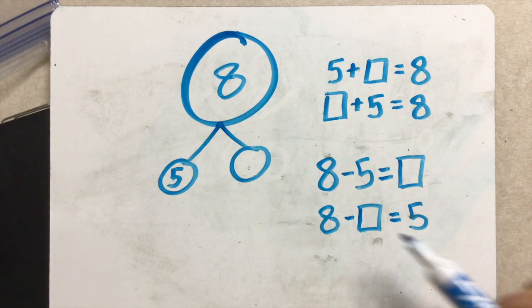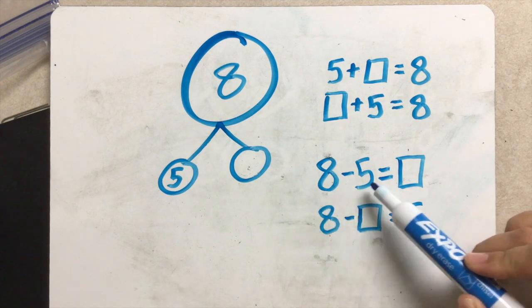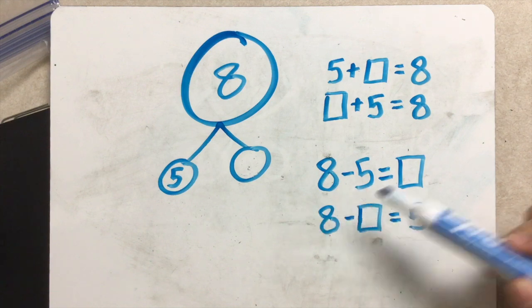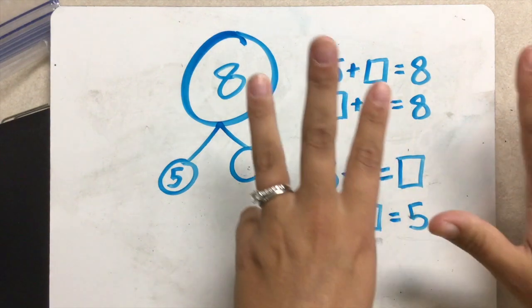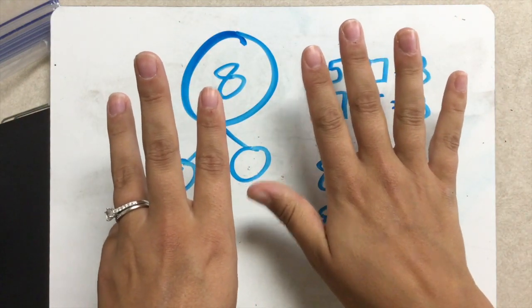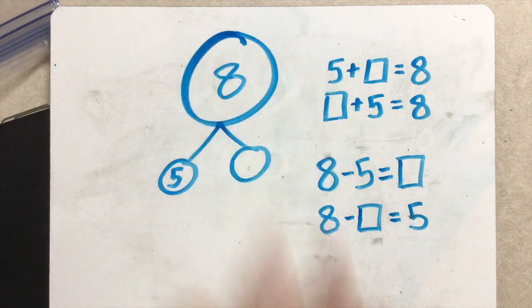I'm going to solve it like this right now because I like how this one has both of the numbers. I know both of those numbers and I'm solving for the answer. So I'm going to use my fingers to help me out. I'm going to start with 8. I'm going to take away 5. And what's left over? 1, 2, 3.